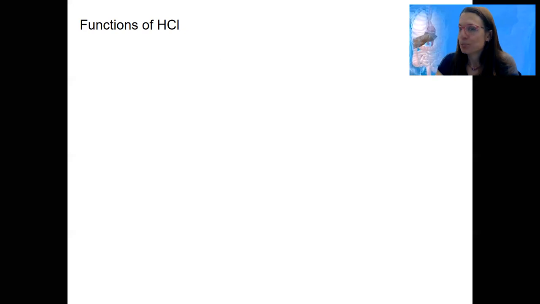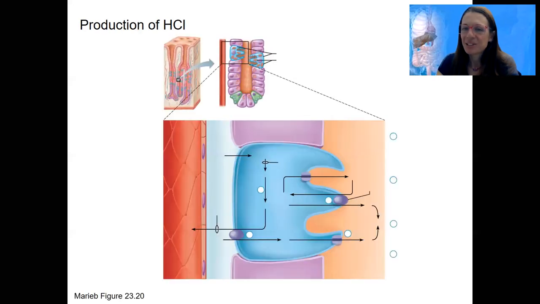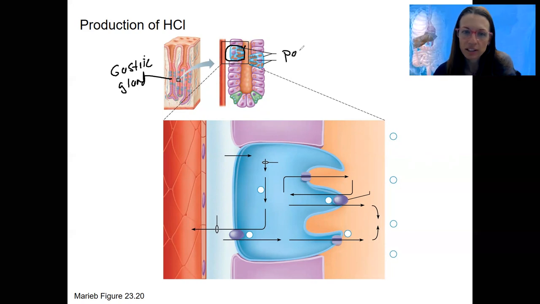Let's look at how this is produced. So this might look like it's going to get scary, but don't worry. Here's a gastric gland. That's where HCl is produced, right? If we zoom in to these cells here, what cells are these? These are parietal cells, right? That's where HCl is produced. So these blue are parietal cells. That means this guy is a parietal cell.